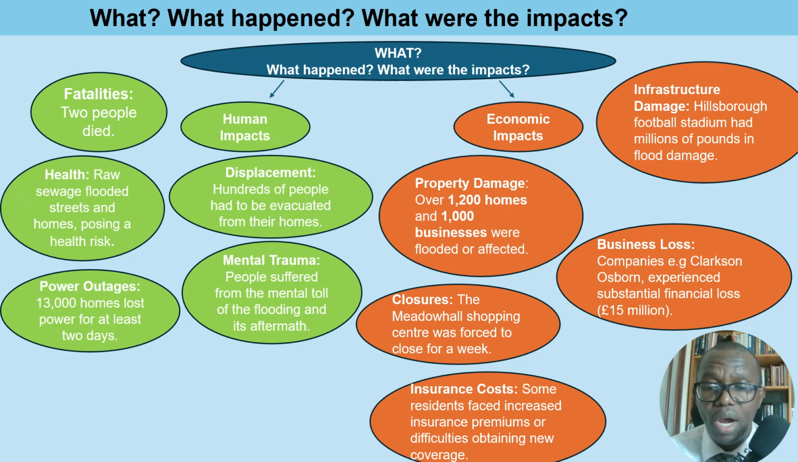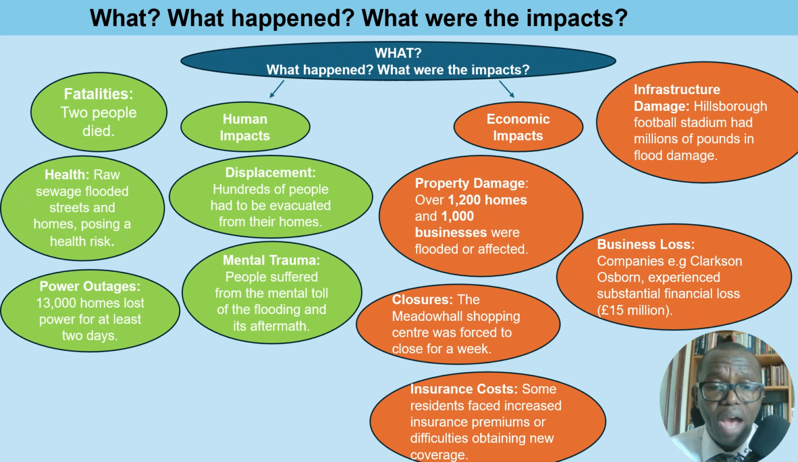Then we have power outages. Now, when you have a big flood, trees are likely to be uprooted and so on, and power lines as well. So that led to power outages, and 13,000 homes lost power for at least 2 days. Anyway, we'll get to that when we get to the economic part of it, but that was as far as this being a social impact, or a human impact, is concerned.